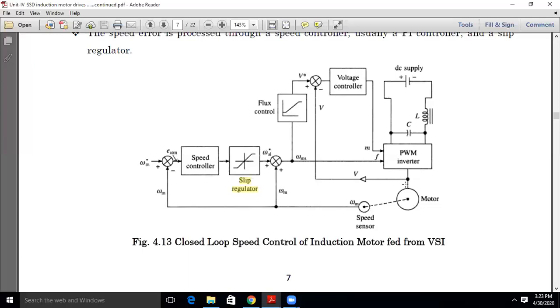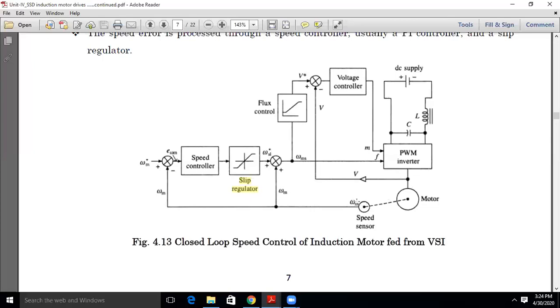Actually, this induction motor is initially running at some speed, say omega m. That speed is sensed by a speed sensor, or you can use a tachometer or tacho generator, which we have here. The tachometer will sense the speed of this three-phase induction motor, which we treat as omega m. Omega m is the mechanical speed in radians per second. This is the actual running speed of the induction motor.